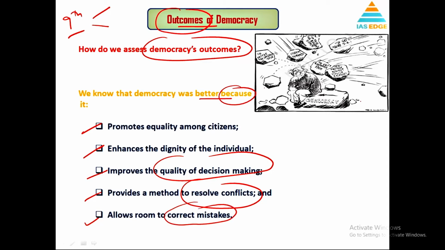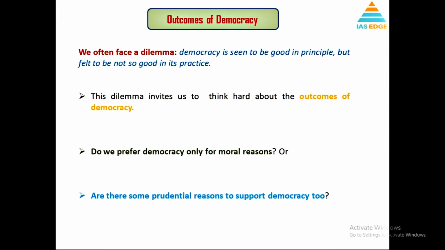Democracy अच्छा चल रहा है, कैसे हम assess करेंगे? And for that we have to find certain points. So here democracy is better. Why it is better? We discuss this part in the 9th NCERT, because it promotes equality, it gives dignity to everybody. The decision making is collective and hence the quality is more.